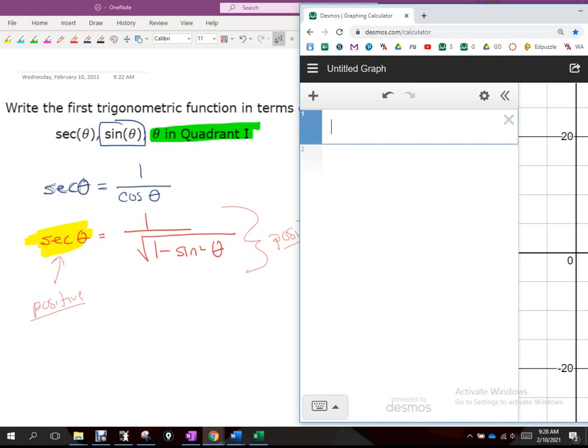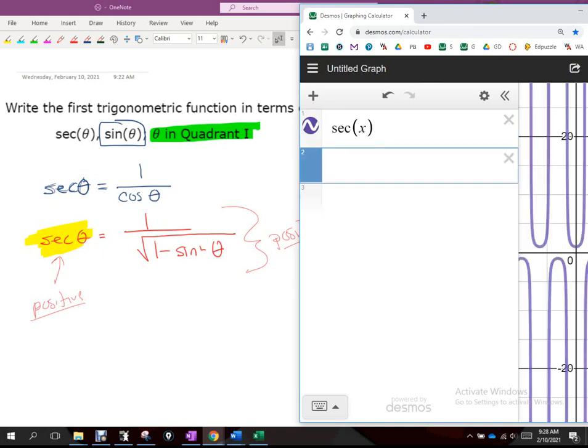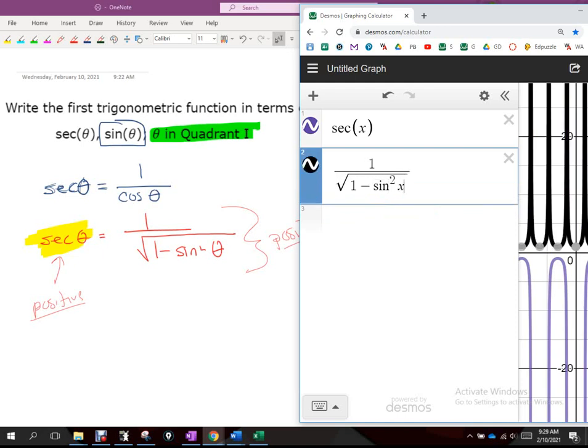So what I like to do is jump to Desmos. It's the best graphing tool, I think, to show the trigonometric functions. So I'm going to type in just secant of x, and then I'm going to type in 1 over the square root of 1 minus sine squared of x.